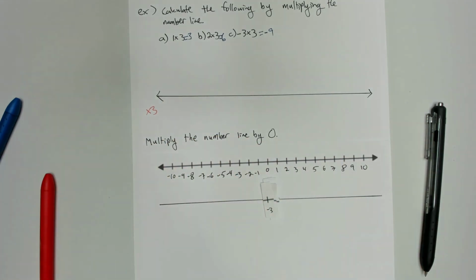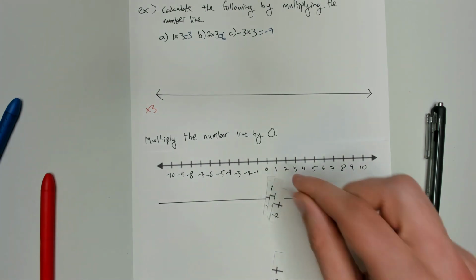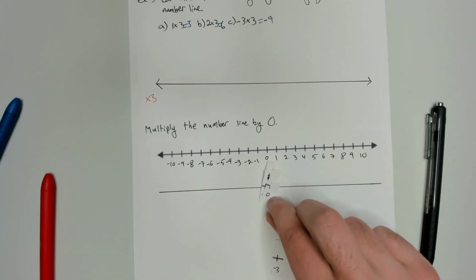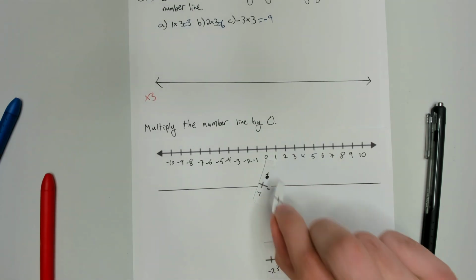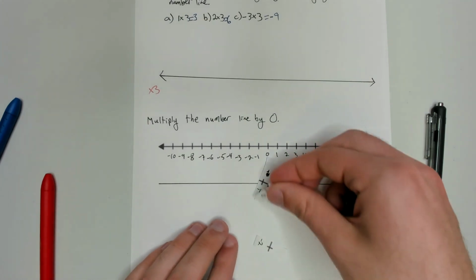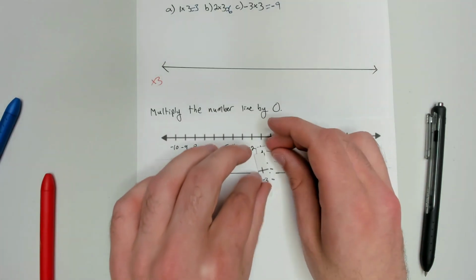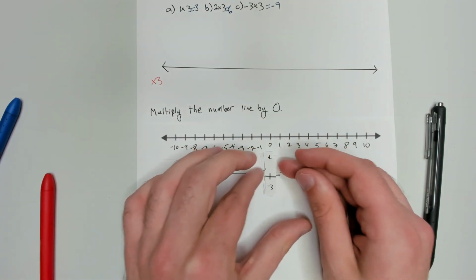And everything then lines up with 0, which makes sense since anything times 0 equals 0, right? Negative 3 times 0 is 0, so it lines up with 0. Negative 2 times 0 is 0, so it lines up with 0. 0 times 0 is 0, it lines up with 0. Negative 1 times 0 is 0, lines up with 0, and so on and so forth, right? So the whole number line gets crushed down to this single point of 0.